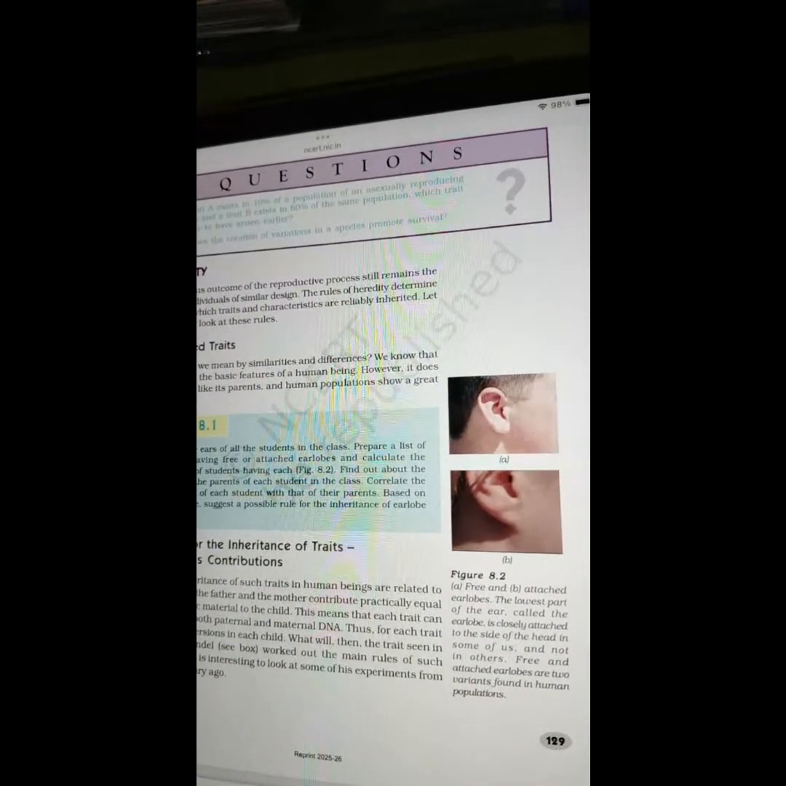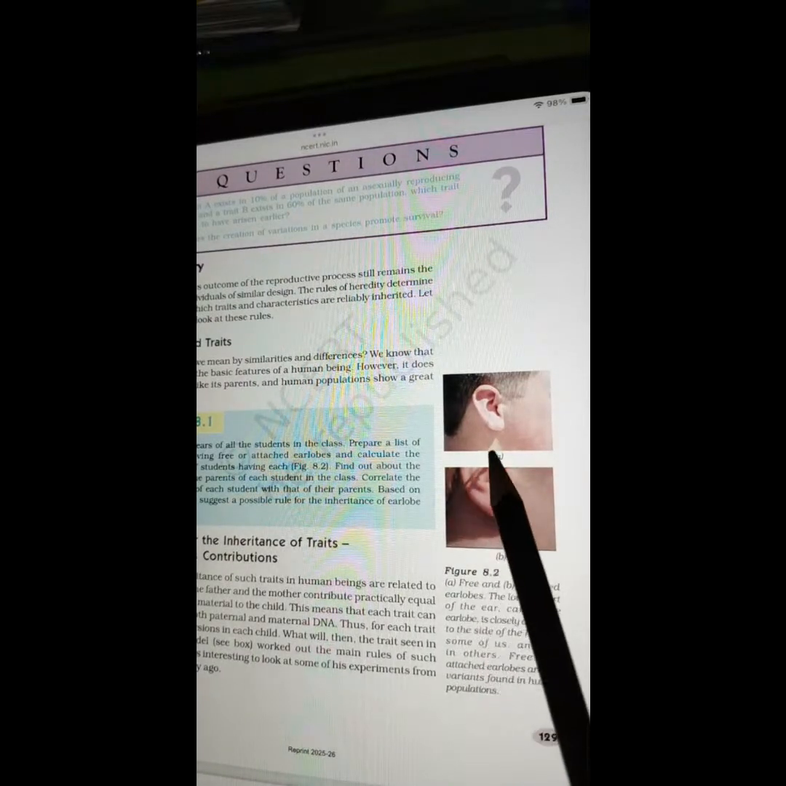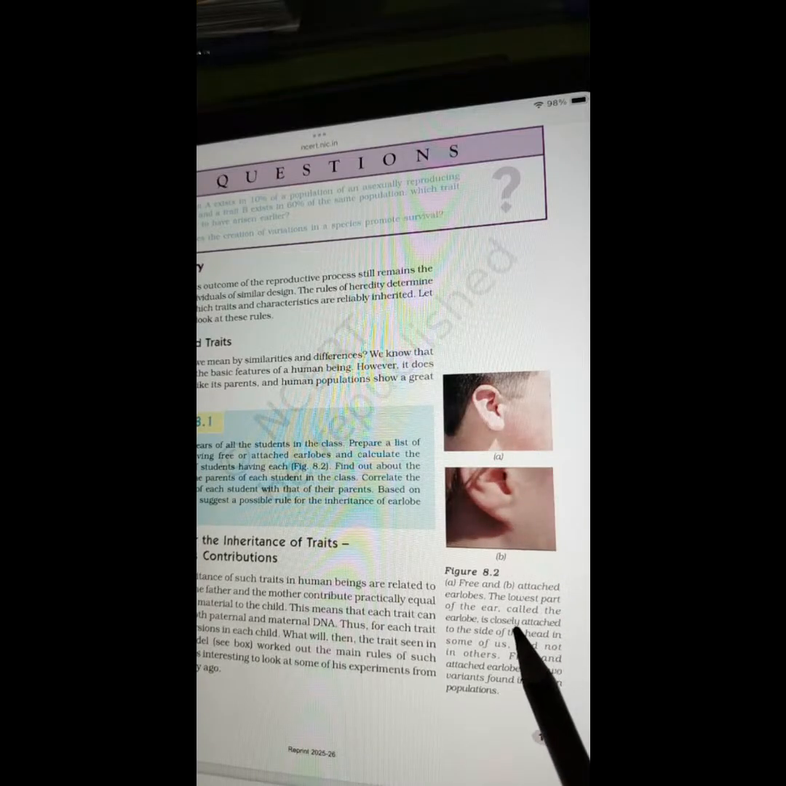Mendel worked out the main rules of such inheritance, and it is interesting to look at some of his experiments from more than a century ago. The figure that has been given to you in 8.2, these are the free earlobes, and these are the attached earlobes. The lowest part of the ear, called the earlobe, is closely attached to the side of the head in some of us and not in others. Free and attached earlobes are two variants found in the human population.